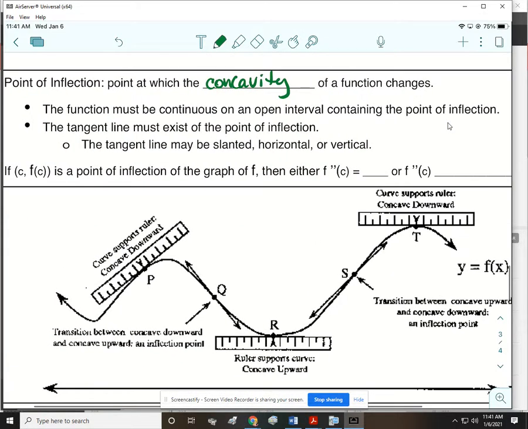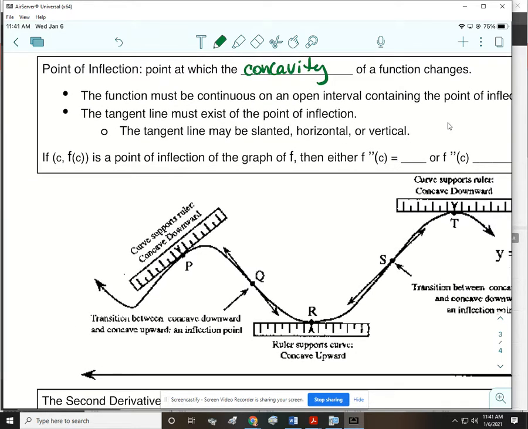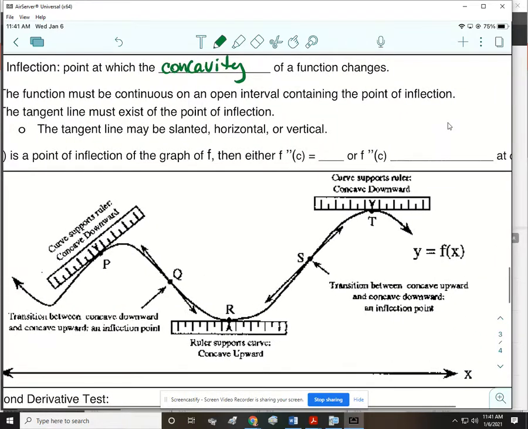All right, so the function must be continuous on the interval to contain a point of inflection, and the tangent line must exist at the point of inflection. Now, it can be a slanted tangent line, a horizontal tangent line, or a vertical tangent line, as long as it exists. All right, and then the point C, f of C, is a point of inflection on the graph if either f double prime of C is 0, or f double prime of C is undefined.